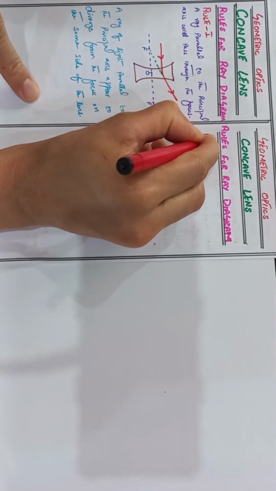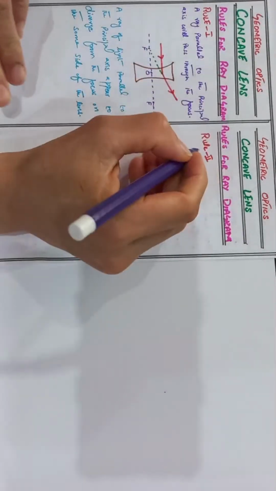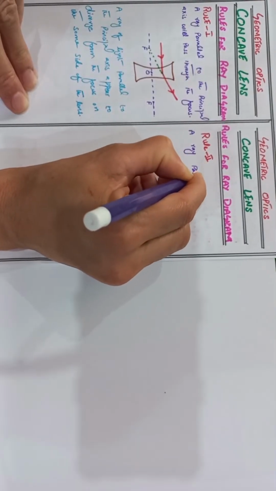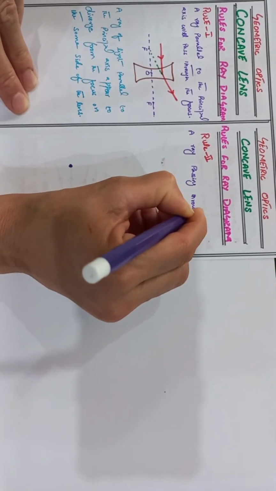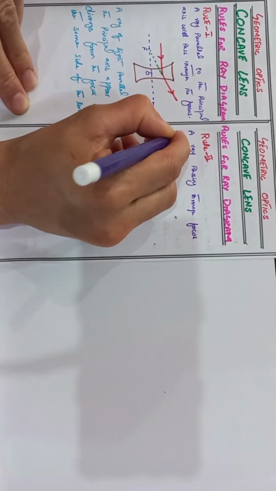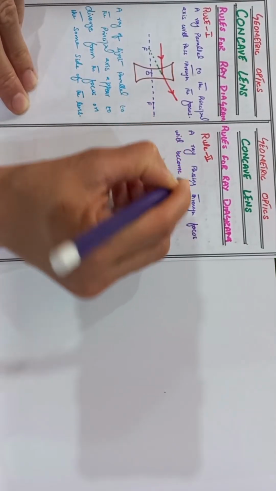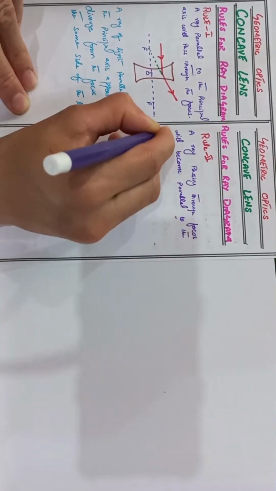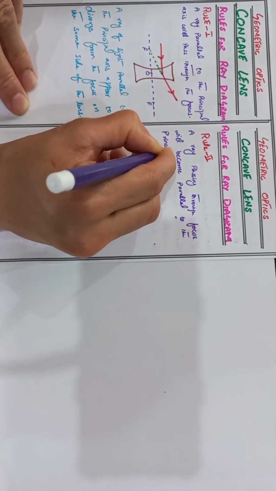Okay, this is the second rule. A ray passing through focus will become parallel to the principal axis.